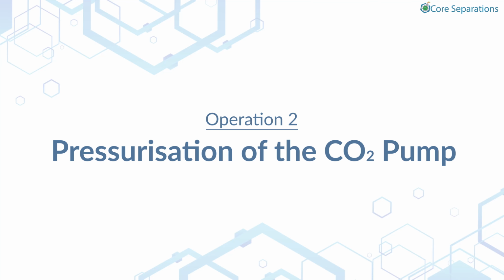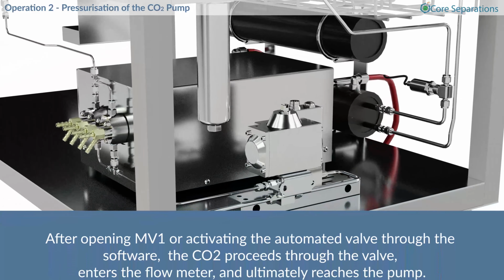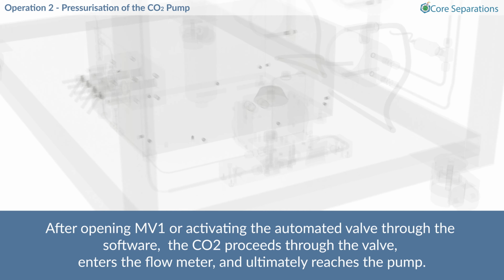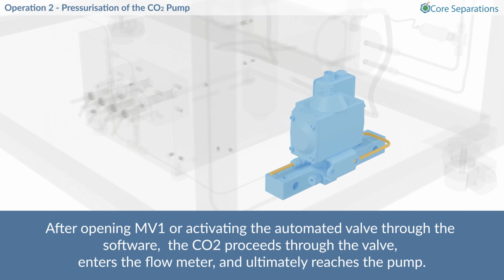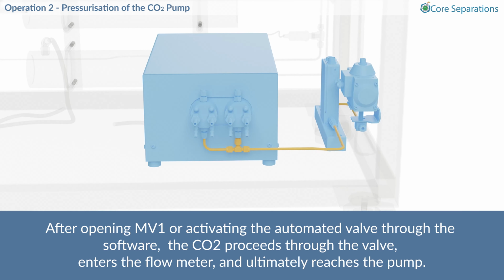Operation 2. Pressurization of the CO2 pump. After opening MV1 or activating the automated valve through the software, the CO2 proceeds through the valve, enters the flow meter, and ultimately reaches the pump.